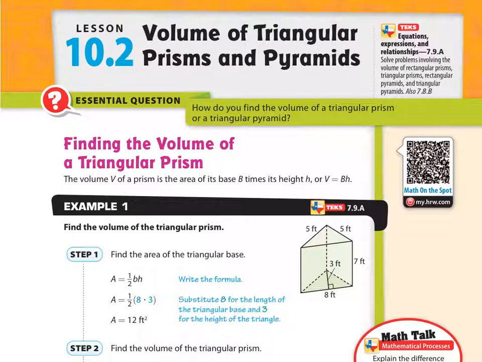In 10.2, we're going to focus on volume of triangular prisms and pyramids. This section will actually be a lot shorter than 10.1 because we're only going to focus on the prism's volume and then the pyramid's volume. So let's look at example 1.